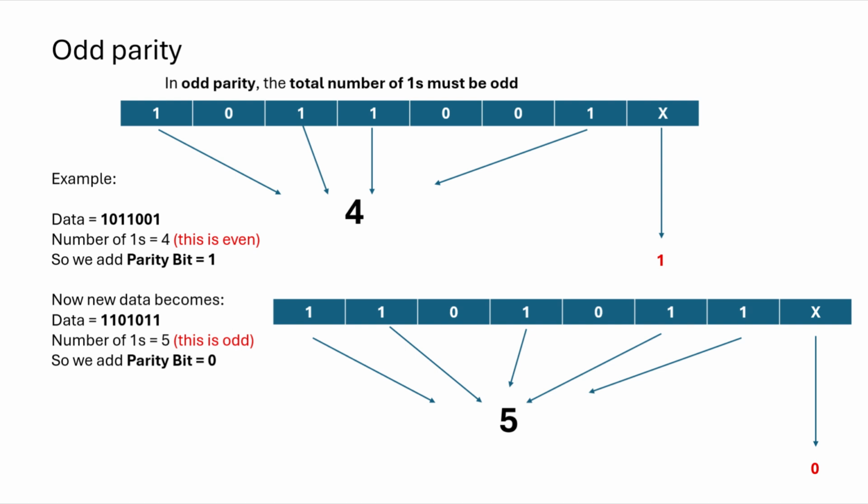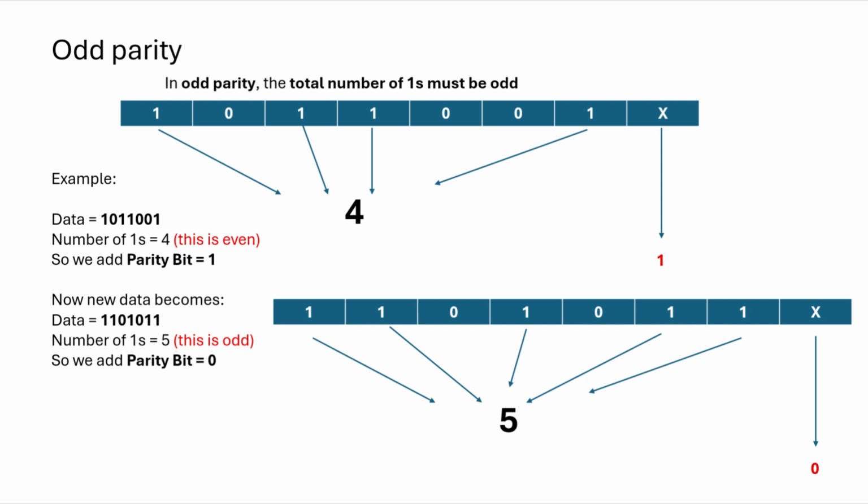Bit 7 is 1. That is 4. So total number of ones is 4. 4 is an even number. But remember, we are using odd parity. The rule says total number of ones must be odd. 4 is even. So we have a problem.